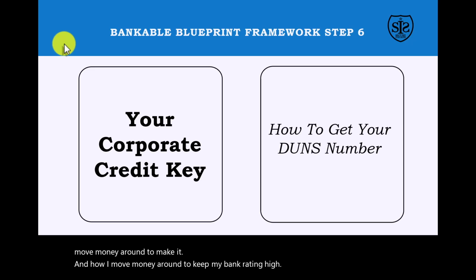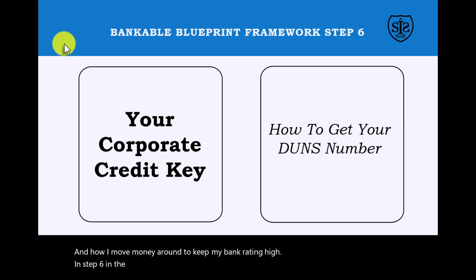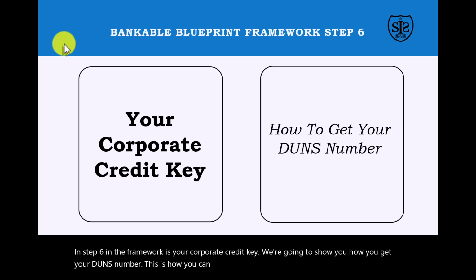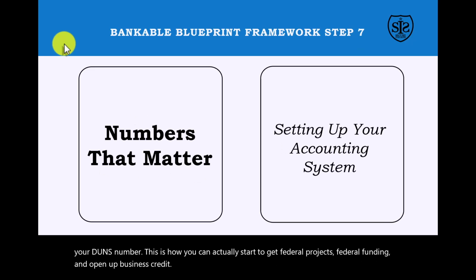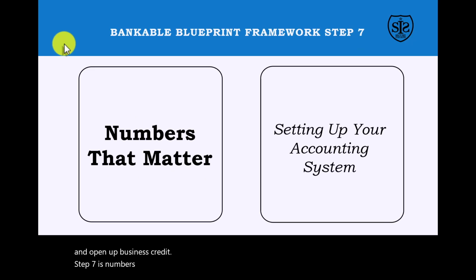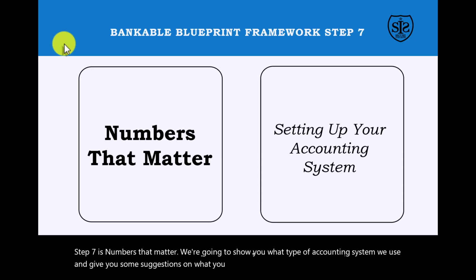And step 6 in the framework is your corporate credit key. We're going to show you how you get your DUNS number. This is how you can actually start to get federal projects, federal funding, and open up business credit. Step 7 is numbers that matter. We're going to show you what type of accounting system we use and give you some suggestions on what you could use. But most importantly, you're going to have to find an accountant. We have some accountants that you can use as well.